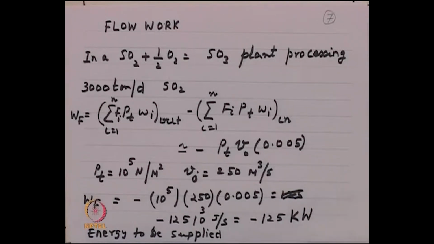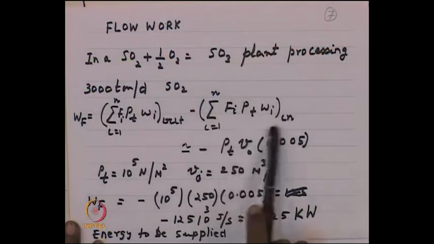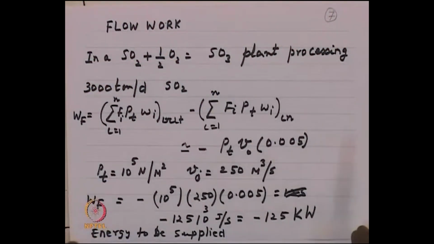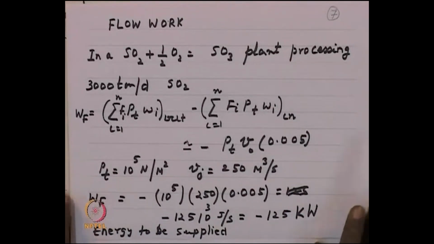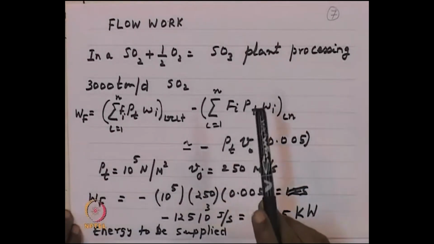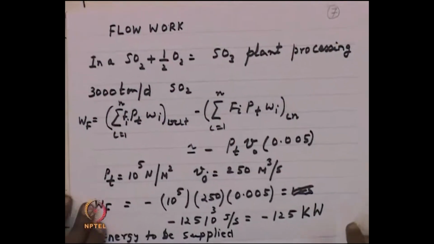Even in the absence of friction, you need so much work to be put in, so that the fluids can go in and come out of the system. Why is this so? It is so because Fi Pt ωi at the inlet and Fi Pt ωi at the outlet are not the same. And so, that energy will have to be put in appropriately. So, just to cut the long story short, flow work is the energy associated with getting material in and out of the system in the absence of friction. And for a plant of 3000 tons per day sulfur dioxide, we have estimated that it turns out to be 125 kilowatt with a minus sign, showing that we have to put work into the system.